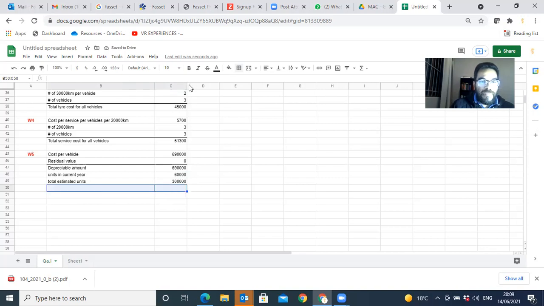So this will give you annual depreciation per vehicle. Annual depreciation per vehicle is going to be 690 multiplied by 60 divided by 300. And we wanted number of vehicles, 3, total depreciation. Okay, for all 3 vehicles, it's going to be the sum of that.